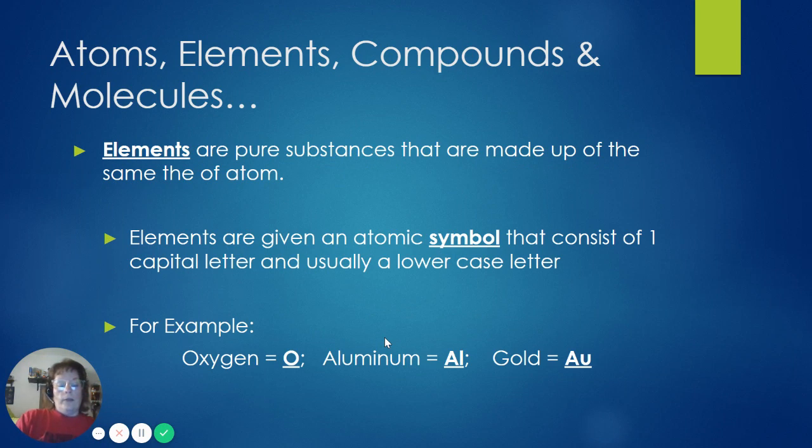So you have elements. Elements are pure substances that are made up of the same type of atom, and elements are given an atomic symbol that consists of a capital letter and then sometimes a second letter that would be lowercase. For example, the oxygen symbol is capital O. Aluminum would be capital A, lowercase l. Gold, capital A, lowercase u. So anyway, those are the symbols you see on the periodic table.